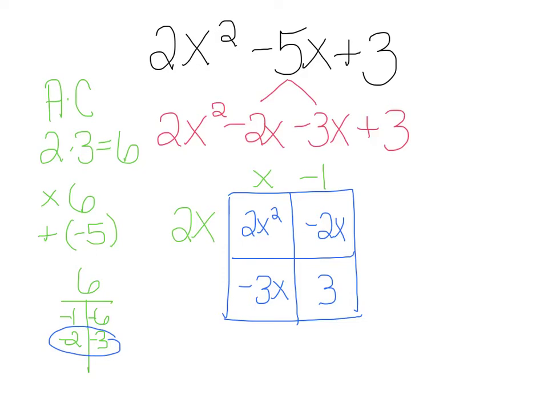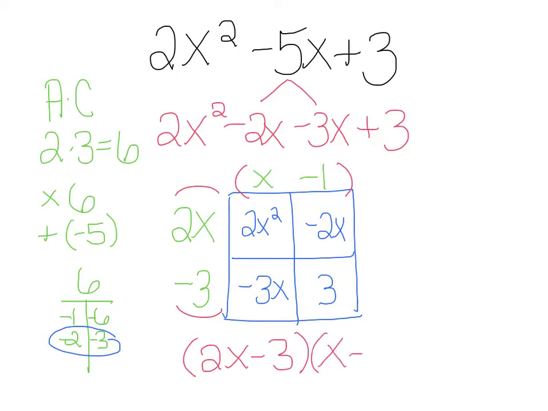In my second one, both of them do not have an x, but they both have a 3. Since the leading coefficient is a negative, I'm going to take out a negative 3. What I now have is my factors of this original trinomial. We have 2x minus 3, and we have x minus 1. And we can write that out to give us the dimensions of our square.